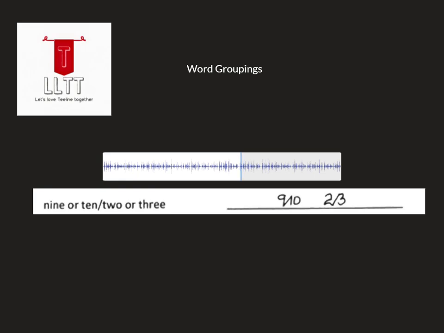9 or 10, 2 or 3. Once you've written the first figure, keep the pen on. Write an R for or and then the other letter without lifting the pen. So you could practice this for 9 or 10, 2 or 3, 3 or 4, 4 or 5, etc.